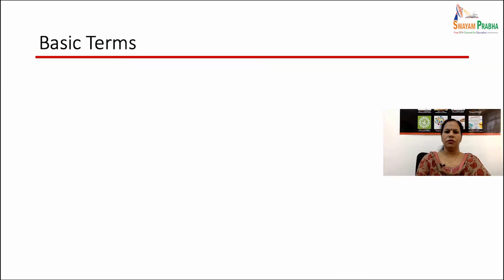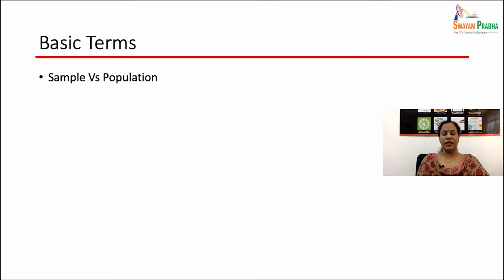Before moving forward, we should know about different basic terms. The first one is sample versus population. Before talking about the statistical analysis, you should be very clear about the difference between sample and population, and why we go for the statistical analysis. As in the earlier lectures, a sample is a subset of the population, whereas population is the entire set of the subjects on whom you are going to do the research study.